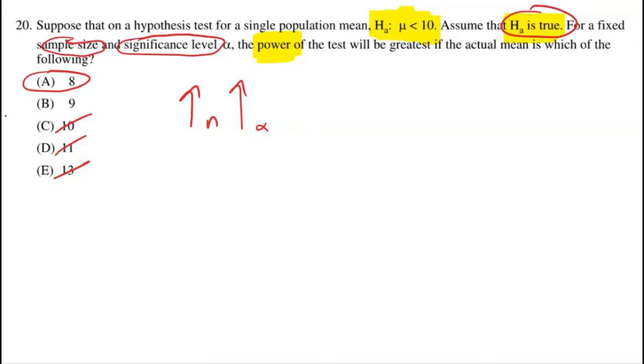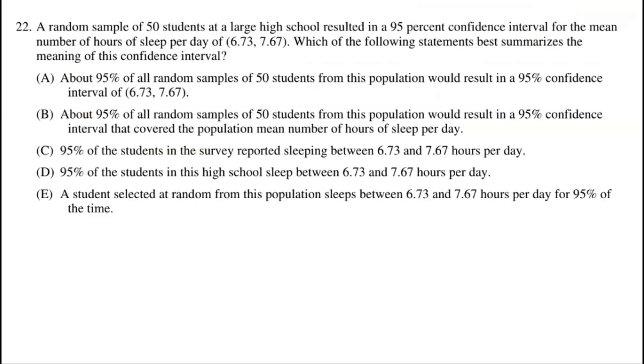But if you also are further from the null, and we would assume here that the null is that the mean equals 10, the further we are from 10, the more likely we are to reject 10 and go with the alternative. That's why we want to choose the answer of 8 here.